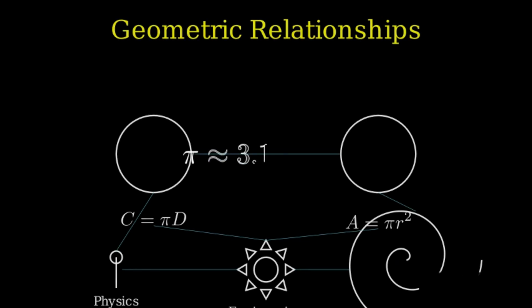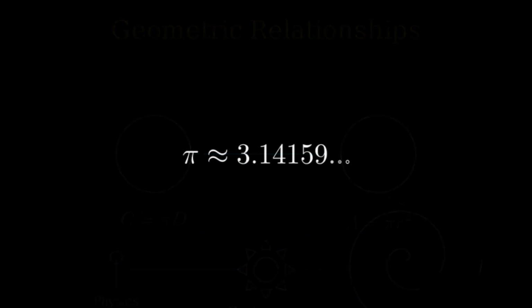Pi transcends being just a number. It's a fundamental constant of our universe. From the practical task of measuring a circle to understanding wave patterns in quantum physics, pi reveals the mathematical order underlying seemingly diverse phenomena. This simple ratio between circumference and diameter connects geometry to the physical world in profound ways.